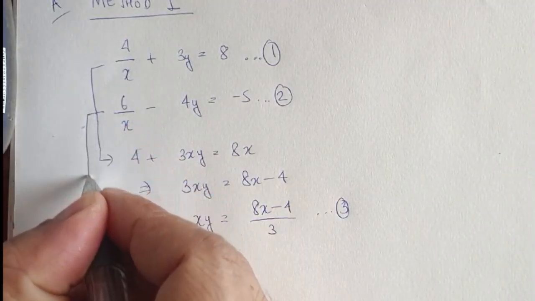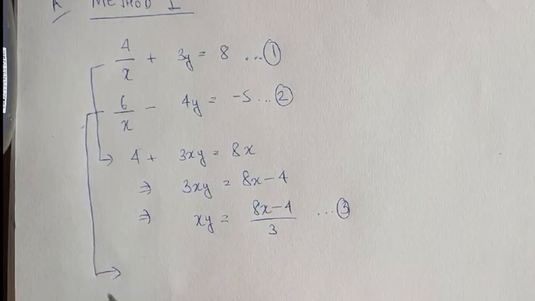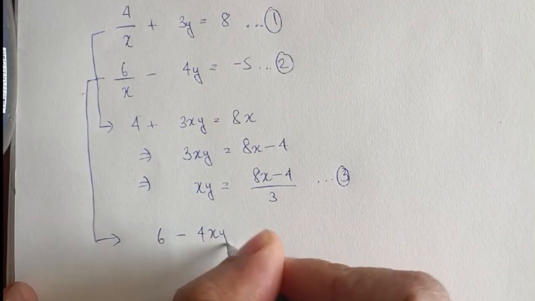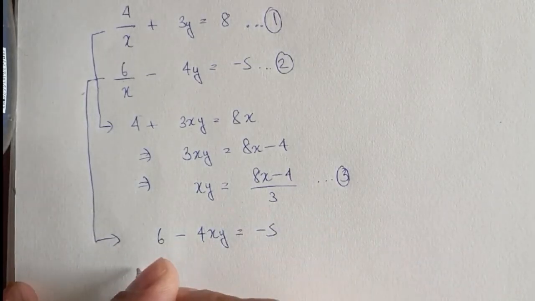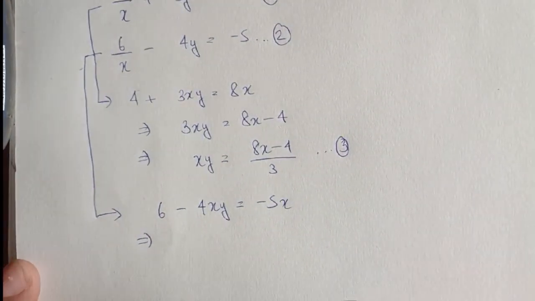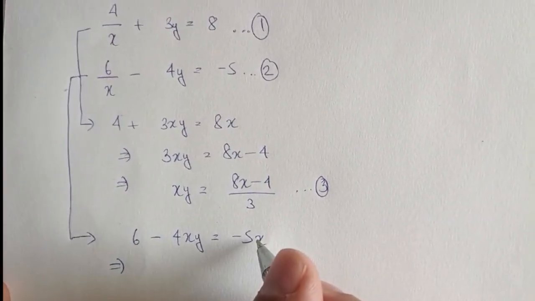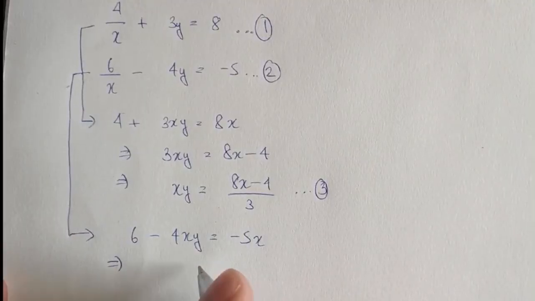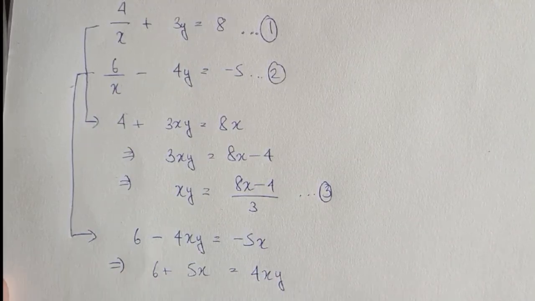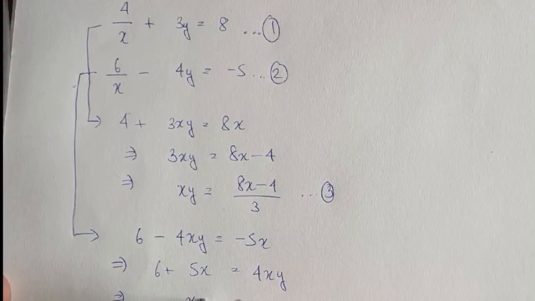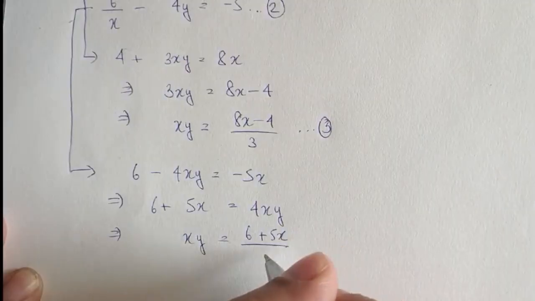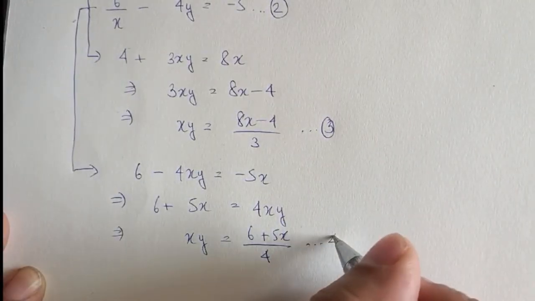Now if we use the same method here, what this gives us is 6 minus 4xy is equal to minus 5x, I'm sorry, which implies we bring the 5x this side, the xy that side. So 6 plus 5x is equal to 4xy, which gives us xy is equal to 6 plus 5x by 4. So this is equation 4.